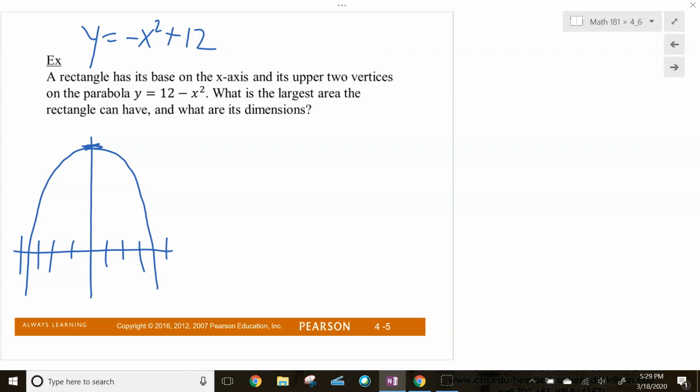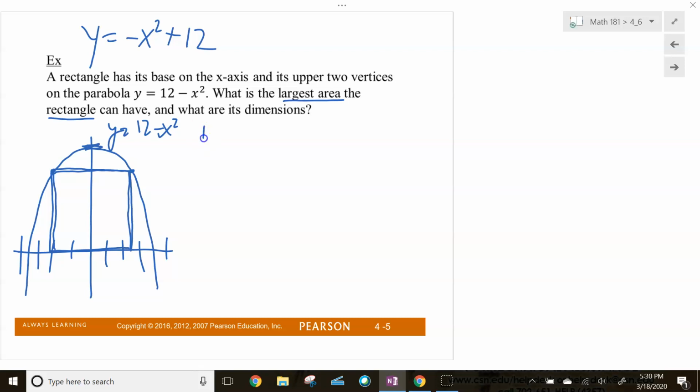Okay, so somewhere on the parabola, let's put it right here. Okay, so we've got this rectangle. All right, here's our rectangle. Again, this parabola is y equals 12 minus x squared, or negative x squared plus 12. So, what is the largest area? We're trying to maximize the area of the rectangle and then find the dimensions.